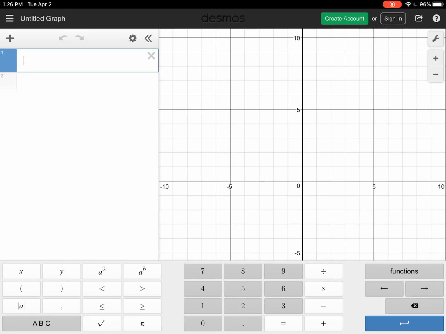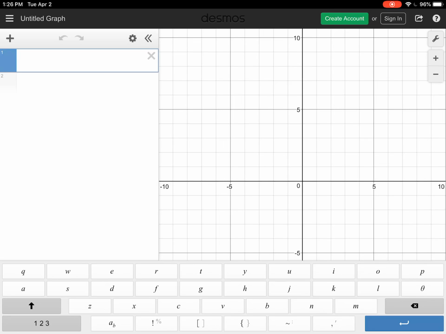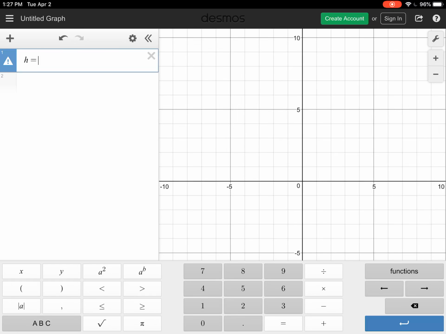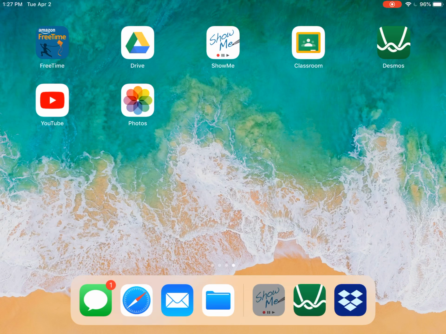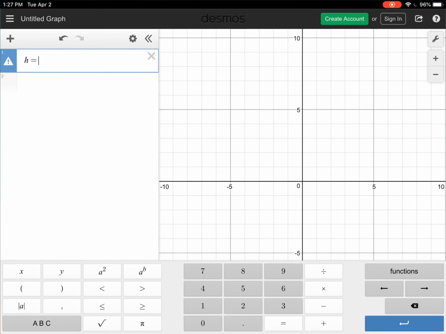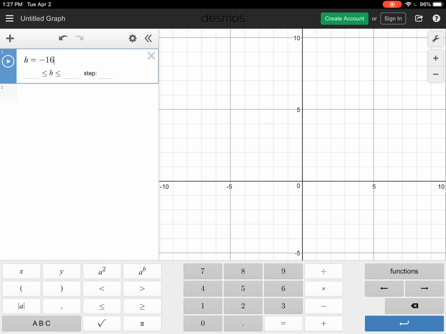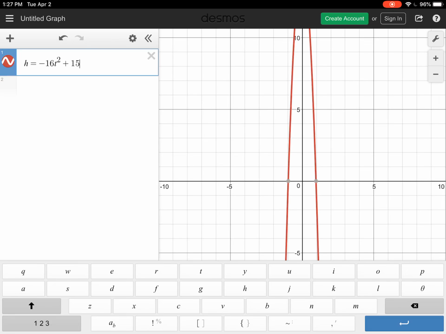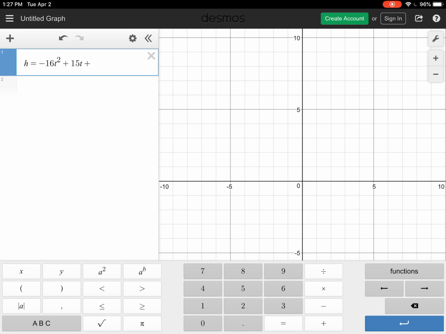So my equation is, now remember in Desmos you are allowed to use any letters that you want, so we don't have to convert back to using x and y. We can use h equals... I forgot what my function was. Let's go back. Negative 16t squared. So negative 16 t, and then the square button is that a squared, plus 15 t plus 12.